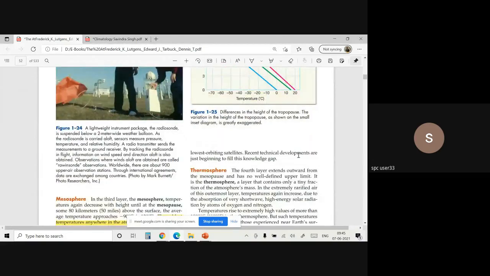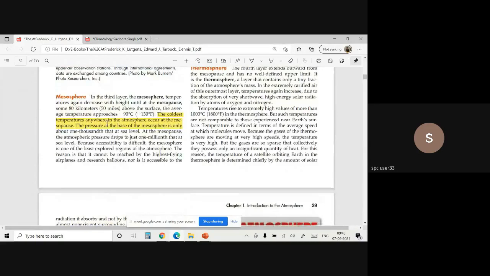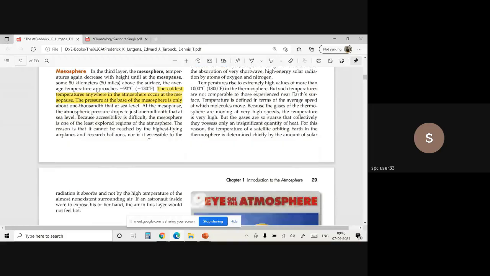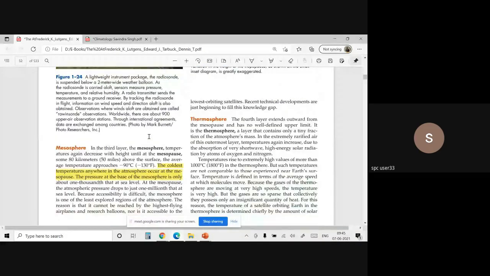Then let us move further. Mesosphere: the coldest temperatures anywhere in the atmosphere occur at the mesopause. The pressure at the base of the mesopause is only about one 1,000th that at sea level. This is another thing. Okay, and then we come to the thermosphere. The fourth layer extends outward from the mesopause and has no well-defined upper limit. That's an important point to note. It's called the thermosphere. It contains only a tiny fraction of the atmospheric mass. It's extremely rarefied air on the outermost layer.